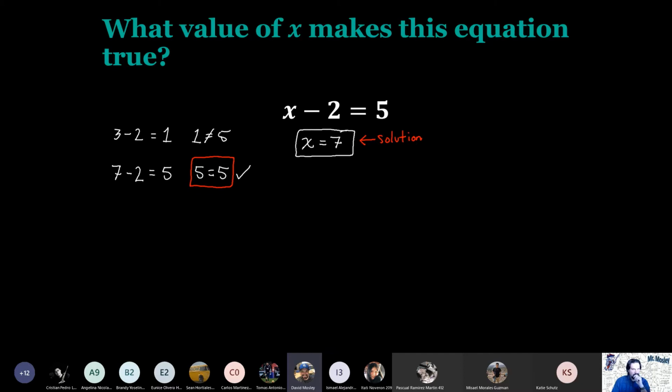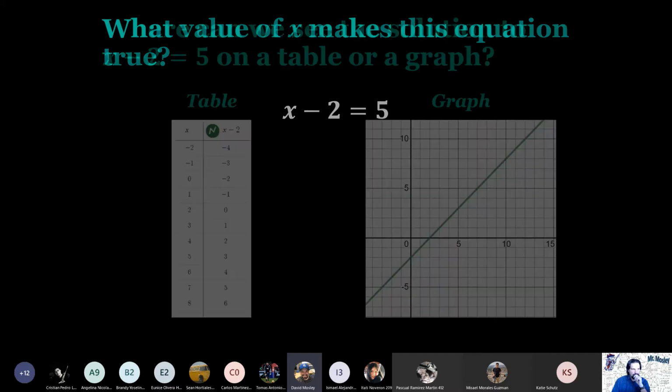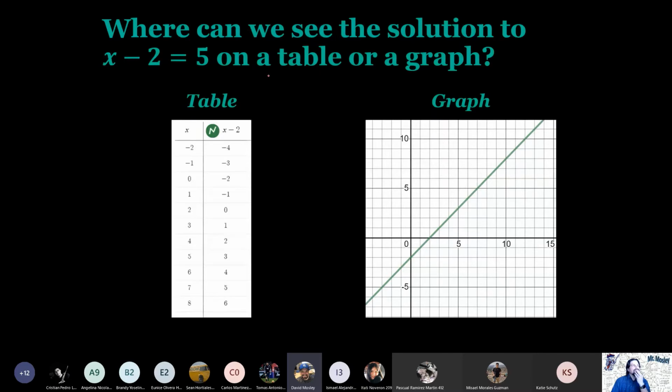Okay, so next. Where can we see the solution to x minus 2 equals 5, the same equation we just solved, on a table or a graph? Let's look at the table. Where on the table is the solution to x minus 2 equals 5?